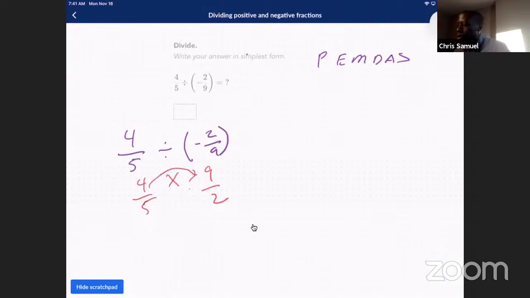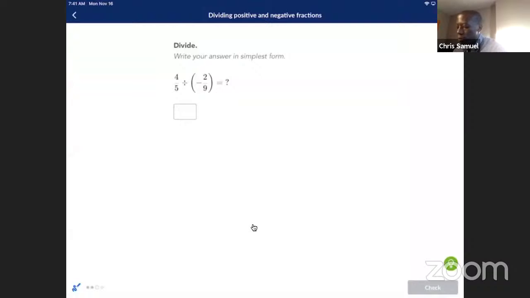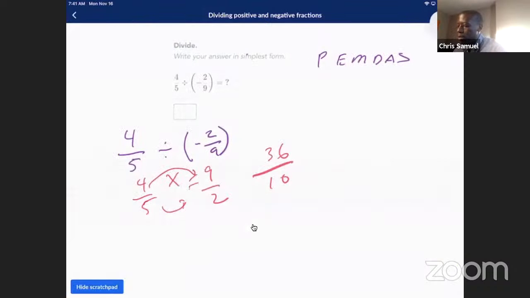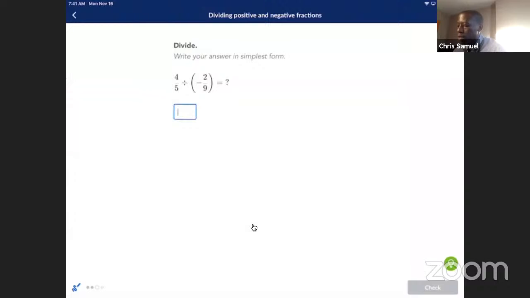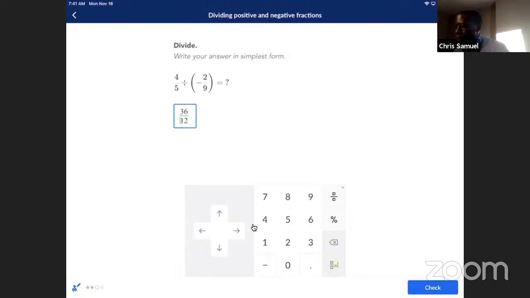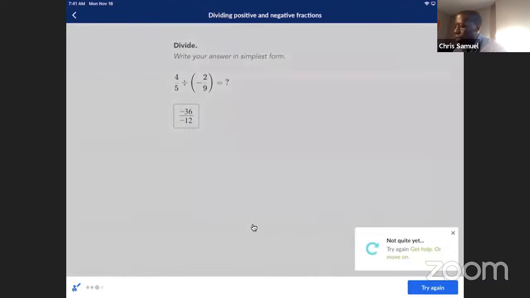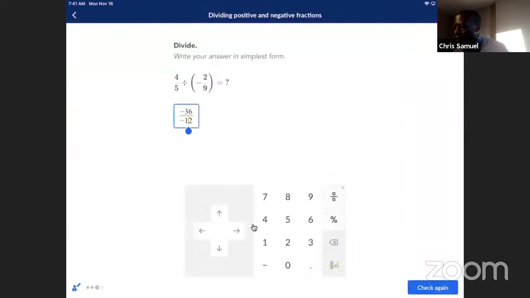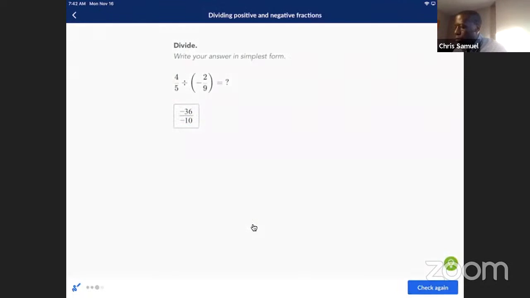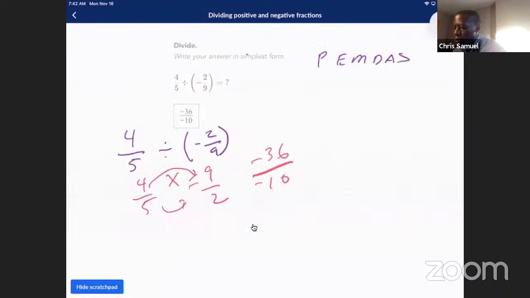9 times 4 is 36. 5 times 2 is 10, right? And you say 36 over 10. You have a negative in here, so it's going to be negative 36 over 10. Okay, so that doesn't work. Oh, I think I put... okay, that doesn't work.